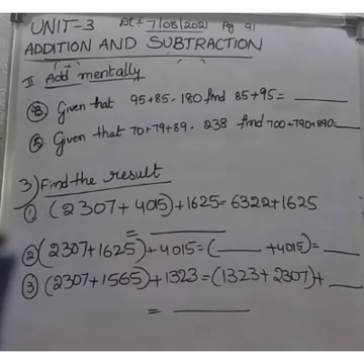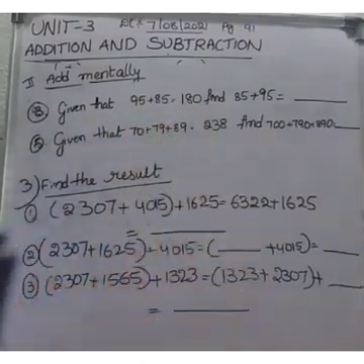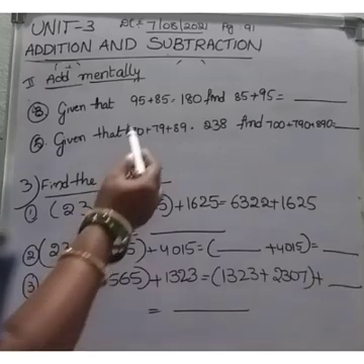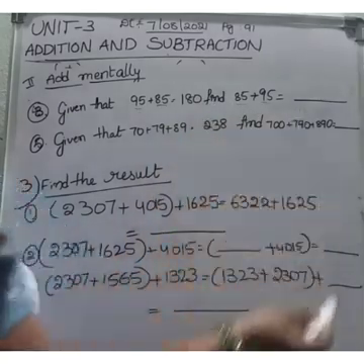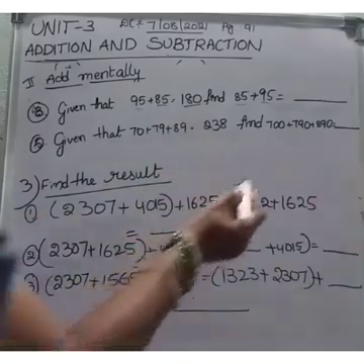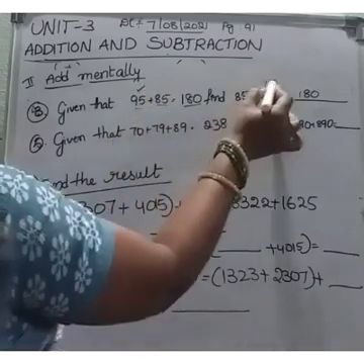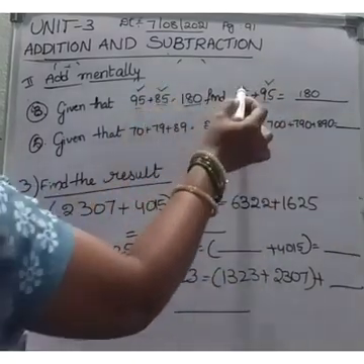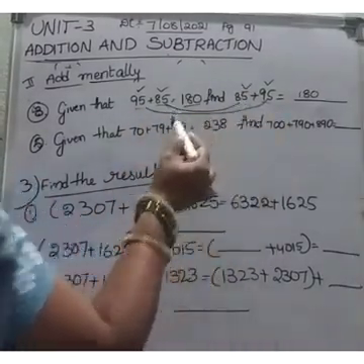Next, third one. Given that 95 plus 85 is equal to 180, find 85 plus 95. The numbers are the same but only the places have changed. So here we get a total of 180. Here also we have to get 180, because on this side 95 is there and here 85 is there, and on the other side also 95 and 85. Only the place is changed. That's why we have to get the same answer.